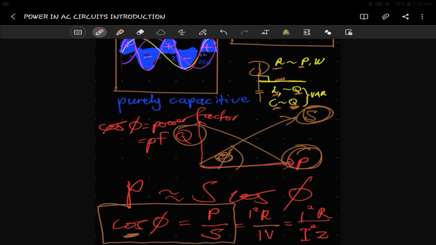And if they are in series, then we can cancel. That's if and only if the elements are in series in the circuit, then we can cancel this I because the current will be the same, and we end up getting just R over Z. Right? So that's it.